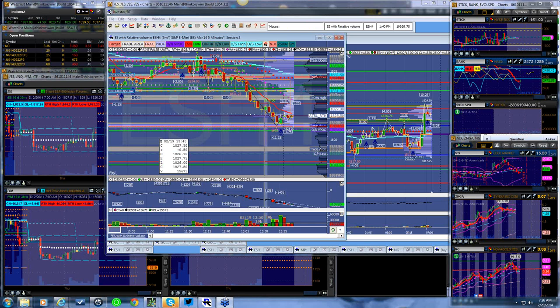But if we break below this 23 and a quarter, I'd be looking to get short into this 1850 with a possible push through to 18 and a quarter and that target down at 1814.75.